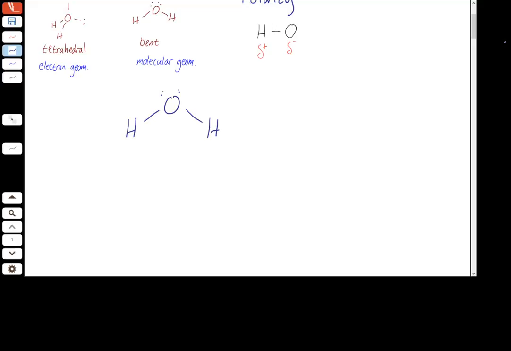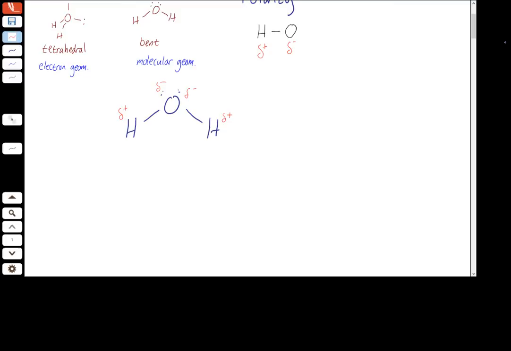So in this case, we look at each individual bond, and we say, okay, it's an OH bond. We know an OH bond is polar. Partial positive on the hydrogen, partial negative on the oxygen. So you can write in those partial charges for each bond.